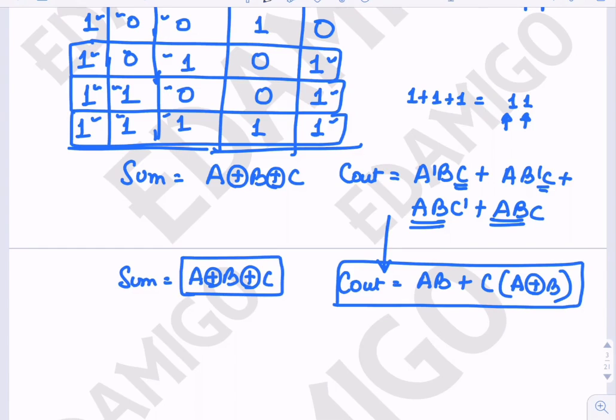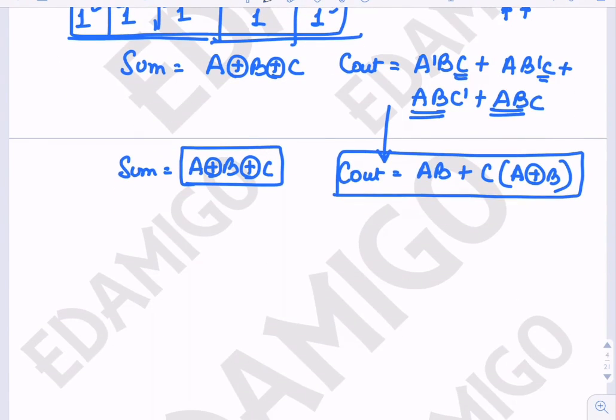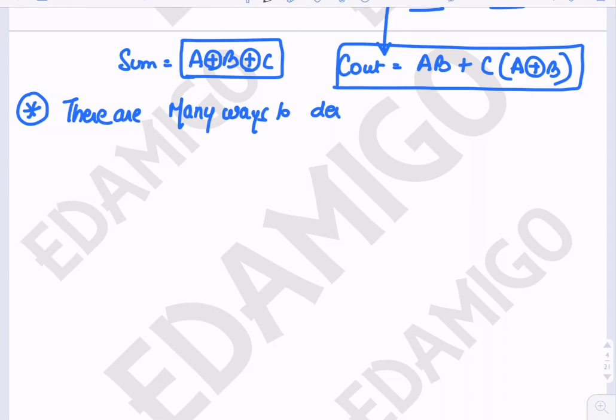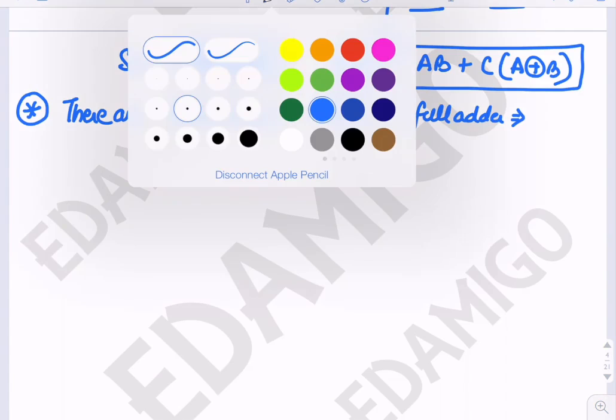Now there are many methods to actually design this full adder. Very important thing: there are many ways to design a full adder. The design that you will choose will be according to the details given in the question.